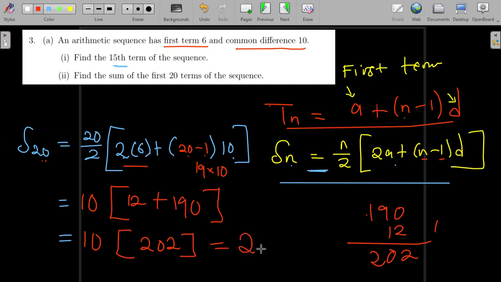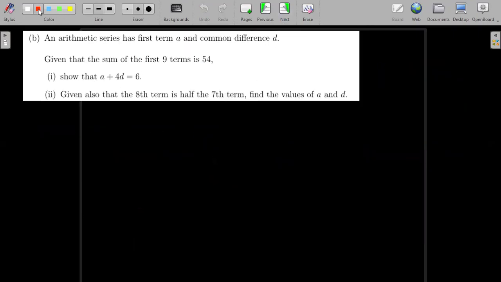So our answer will be 2020. So this is the sum of the first 20 terms. All right, so we go to the next question. So the next question, they're saying an arithmetic series has first term A and common difference D.